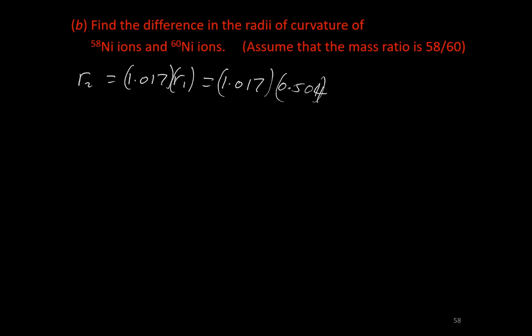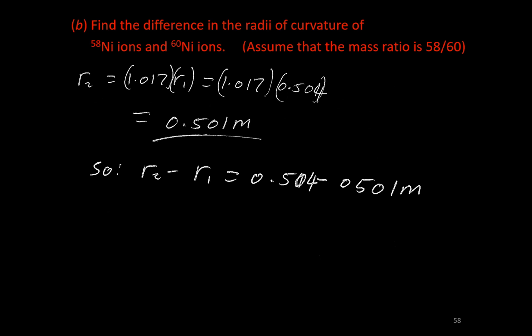That means that R2 is going to be about 0.503, so R2 minus R1 is 0.503 minus 0.5. That'll give us 0.003 meters, or 3 millimeters. So these two different ions will come out of a mass spectrometer 3 millimeters apart. Your detector will count them, and you'll be able to identify which ions of nickel you have at those positions.